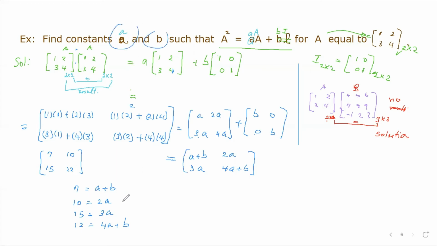Okay, simplify it. This is an easy one. So A becomes 5, right? So we have here A equal to 5. When you have A equal to 5, you replace it here and you get B. B is 2. So that's the answer.